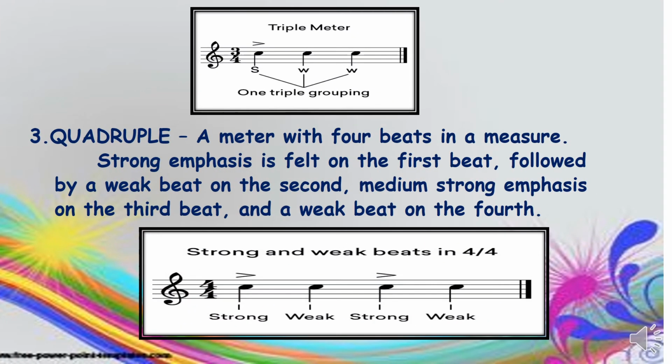The third one is what we call quadruple meter. It is a meter with 4 beats in a measure. Strong emphasis is felt on the first beat, followed by a weak beat on the second, medium strong emphasis on the third beat, and a weak beat on the fourth.